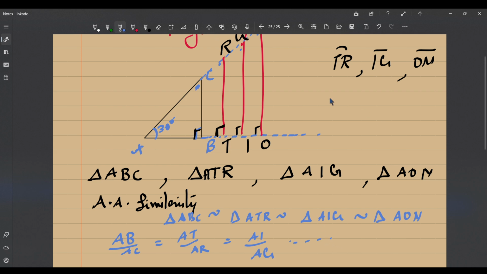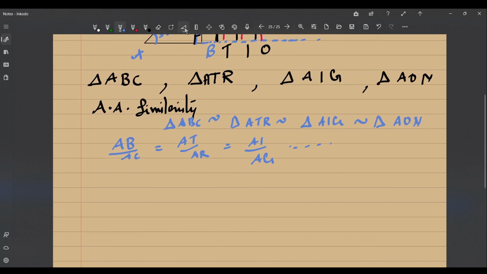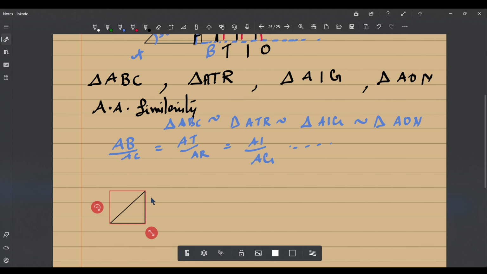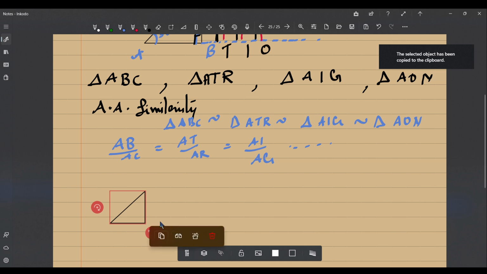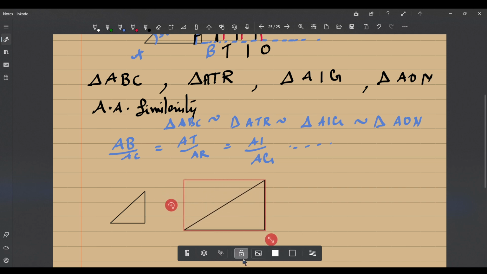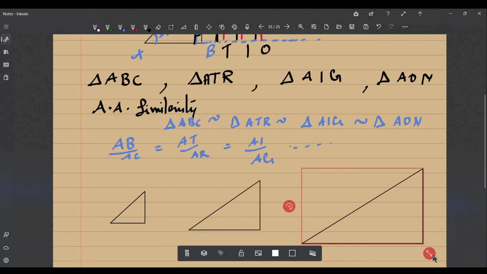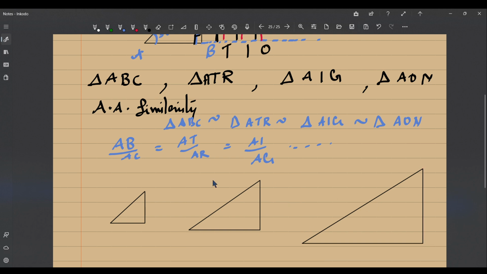Now let me recreate these triangles here neatly. Let me draw three right triangles of different sizes, but which are similar. So this is one, and I can copy it, isn't it? Yeah. So this is another one, and just a size bigger. And once again, one more bigger than that. So these are three triangles.